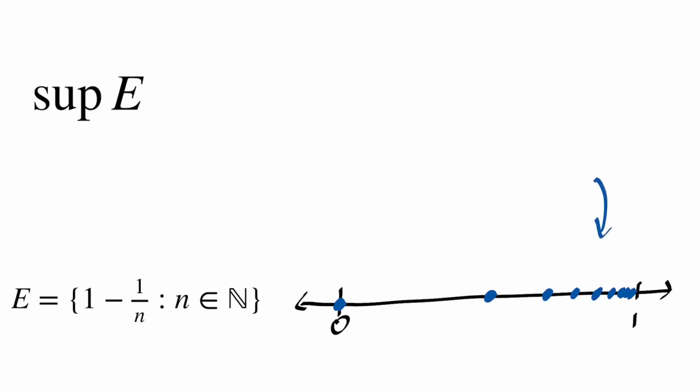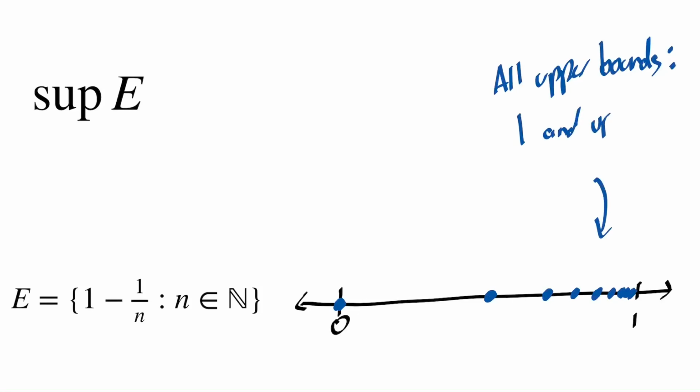So what if we want all upper bounds? What are all upper bounds of this set? Well, okay, you would go, well, it looks like all upper bounds are the number 1 and anything bigger than 1. So everything 1 and up. We might write this as the set that looks like this, 1 to infinity.